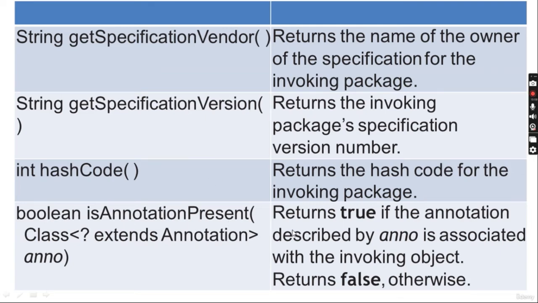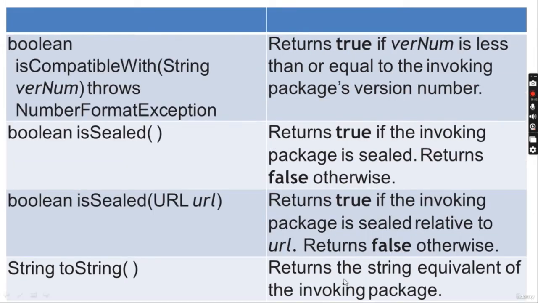isAnnotationPresent returns true if the annotation described by annotation is associated with the invoking object, otherwise it will return false. boolean isCompatibleWith(String versionNumber) throws NumberFormatException returns true if version number is less than or equal to the invoking package's version number.